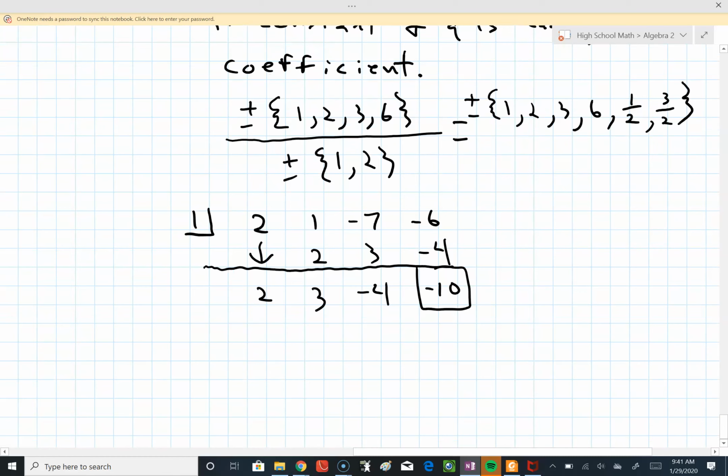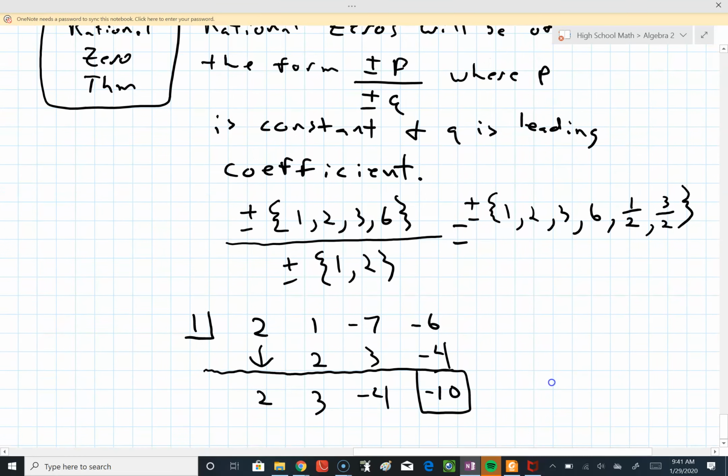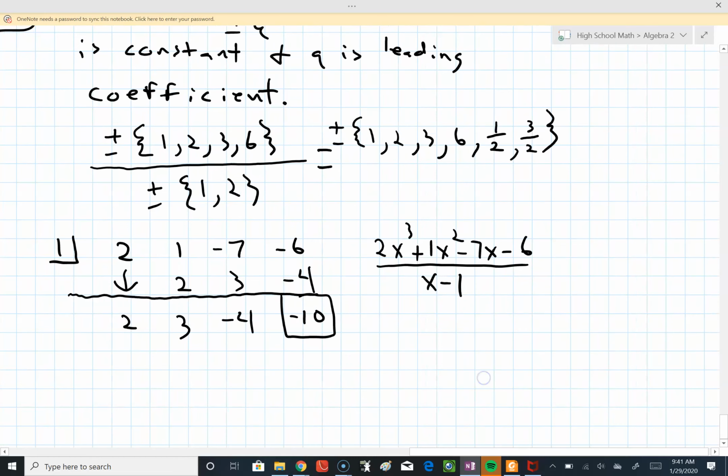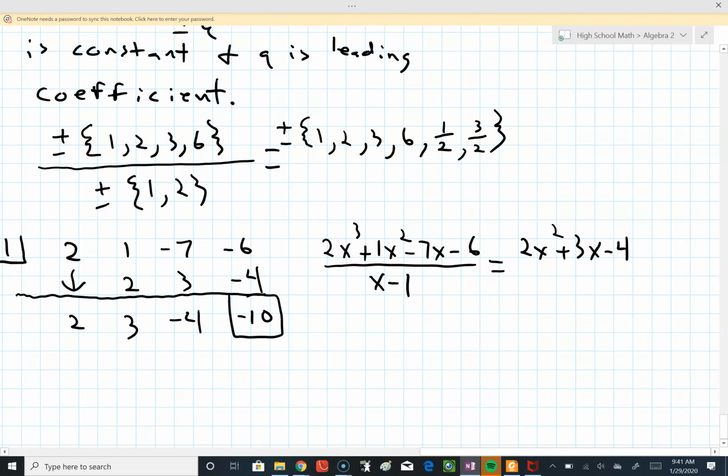So you're done looking at this one, but I'm going to show what this would be if we divided. Here's what we're saying. If we divided our initial function, which is 2x cubed plus 1x squared, minus 7x minus 6, by x minus 1, if that's the 0, that's the associated factor, we would get 2x squared plus 3x minus 4, and we would get a remainder of -10. The remainder goes on top of the divisor, just like back in the day.